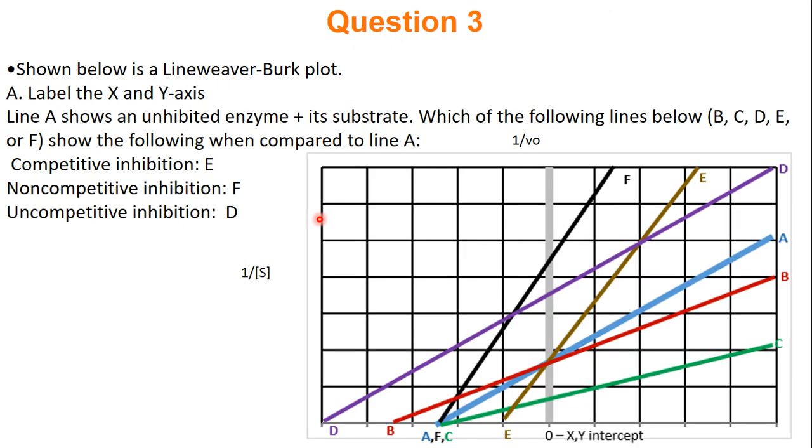Question 3, we have a Lineweaver-Burk plot here. A is our enzyme, and B, C, D, E, and F are all different types of inhibitors that are trying to inhibit the line A. So, which one of these is a competitive inhibitor? A competitive inhibitor must cross at the same y-intercept as our substrate, which is A. So we either have E or B.